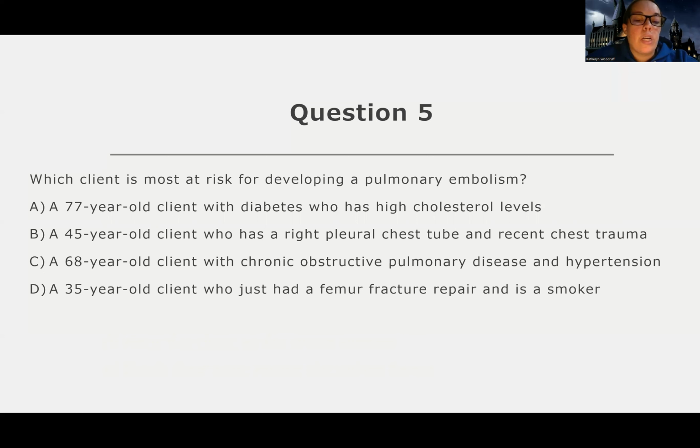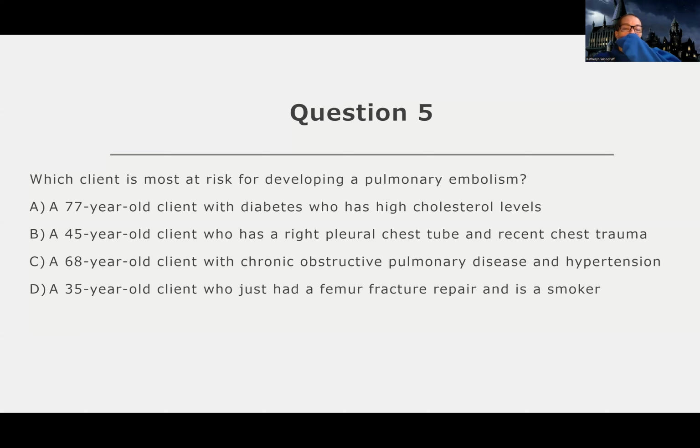A 45-year-old client who has a right pleural chest tube and recent chest trauma. This patient has lung issues, so a lot of times you might look at this and think, oh, they have lung issues, so that might put them at risk for pulmonary embolism. But I have to remember the cascade that causes you to form clots. If you're immobile, not moving around a lot, if your blood is super thick, if you're hypercoagulable, hormonal, or very dehydrated, there are a lot of different pieces that can come together.